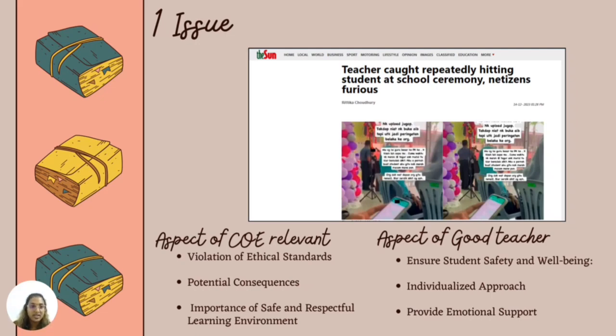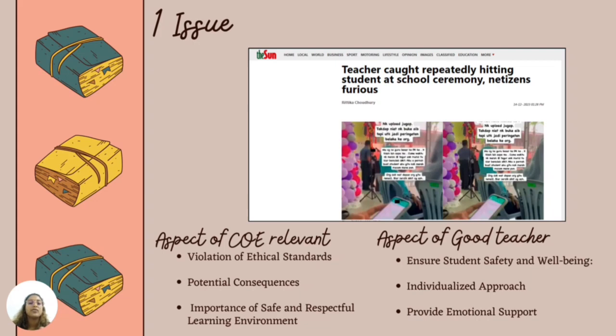Nowadays, school teachers are not supposed to hit students. It is a big issue. But some teachers still hit students instead of handling things in a proper way, so it has become a serious issue. Now I'm going to explain it in terms of the code of ethics, and also in terms of how a good teacher handles this issue well.